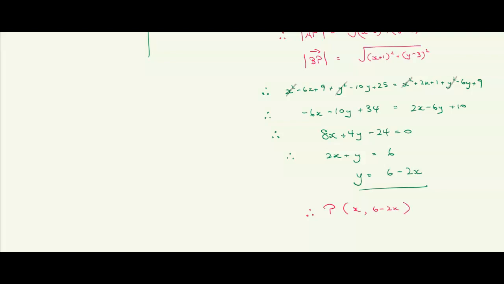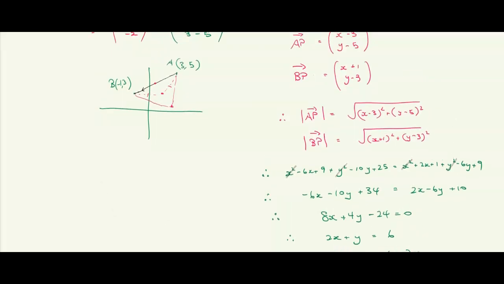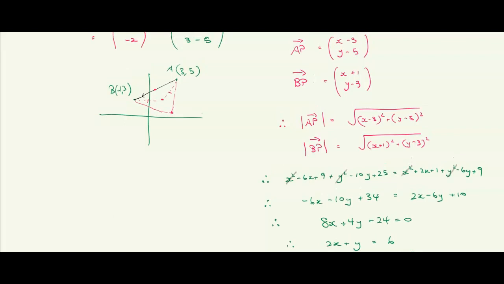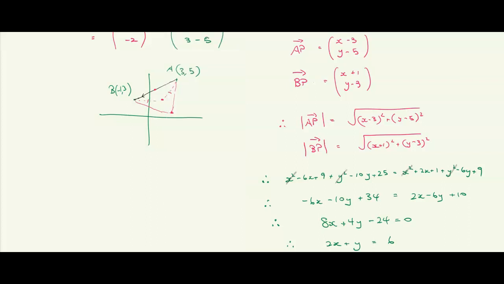Now P has this relationship here, that y is equal to 6 minus 2x. And if you think about the collection of these points P, so that the points are always equidistant from A and B, then it's going to be this straight line here that actually is the perpendicular bisector of AB. And I guess that's the proof thereof.